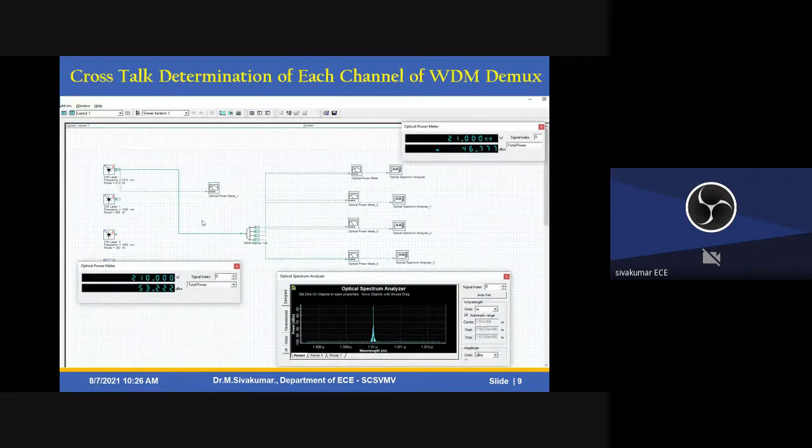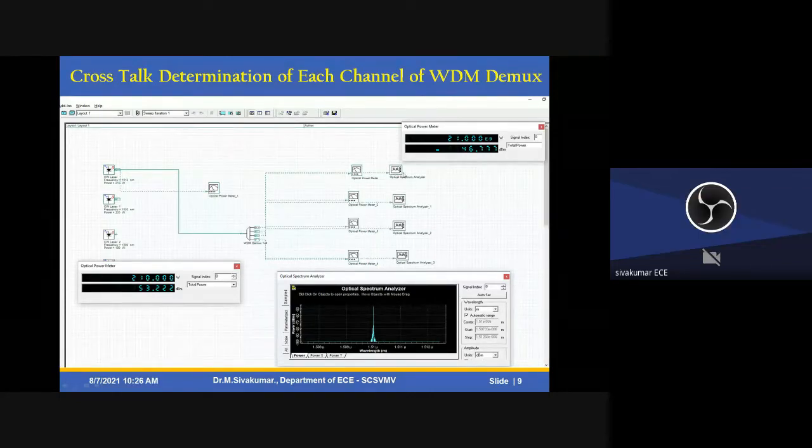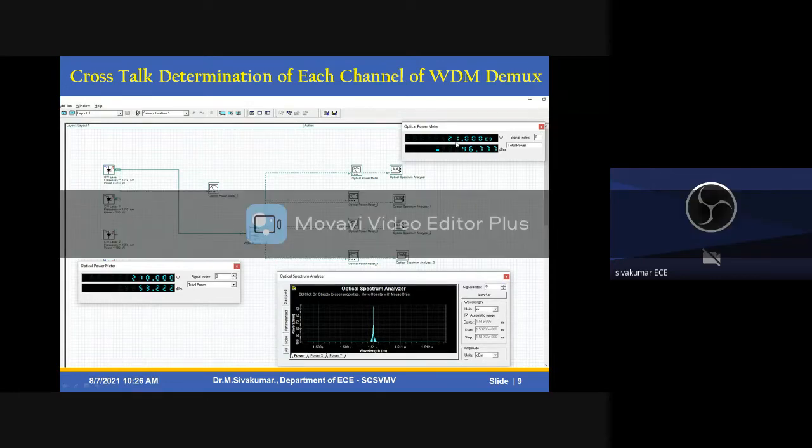Next one, crosstalk determination of each channel of WDM. Here the same thing, the same 4 inputs are there. Only change is you replace the mux with a demultiplexer. In this output section, you need to connect the optical power meter and optical spectrum analyzer. For each and every channel you need to get it. For example, I am connecting 210 watts input. I am getting 21 nanowatts, that is 21 e power minus 9.